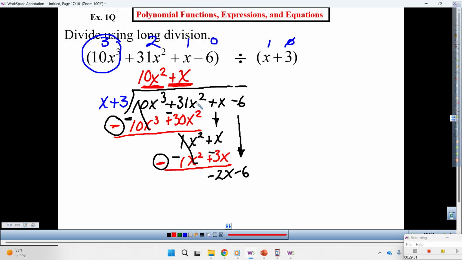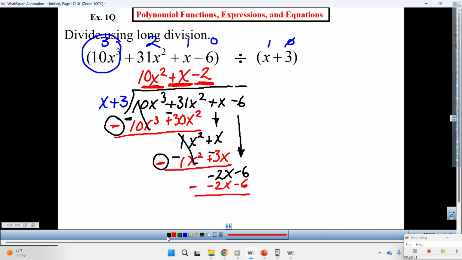Tell your neighbor what number goes after the x up here in the answer. What number times x gives us negative 2x? Scarlett, what number times x gives us negative 2x? That is correct. Negative 2 times x is negative 2x. Negative 2 times 3 is negative 6.